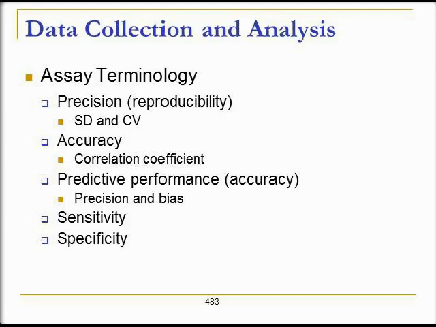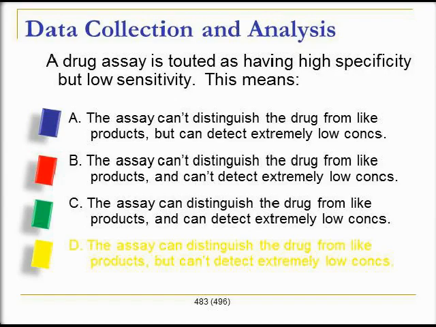And then sensitivity is the ability to detect very low concentrations or differentiate very low concentrations from zero. So when the concentration is very low, can you tell that there's nothing there versus a small amount of drug there? And then specificity is the ability to differentiate between like products. So the ability to differentiate between gentamicin and tobramycin in the same sample, or between a tricyclic and carbamazepine in the same sample. So if the structures are similar, can the assay differentiate?